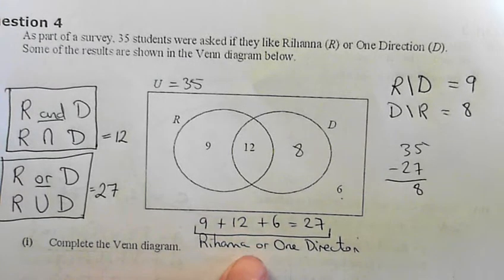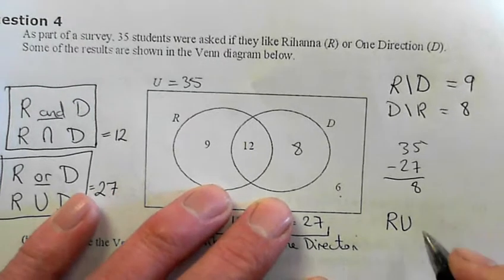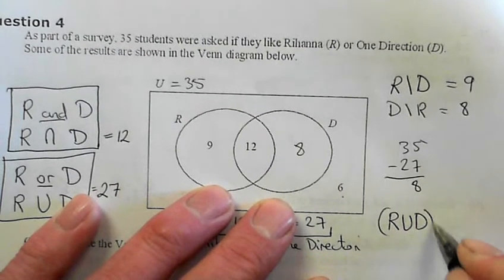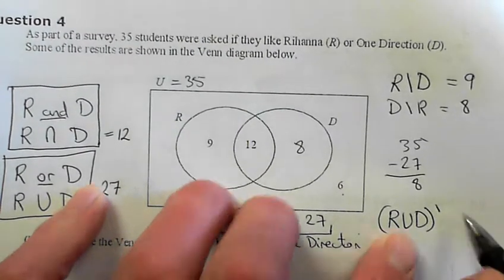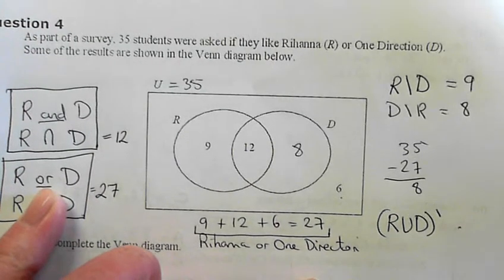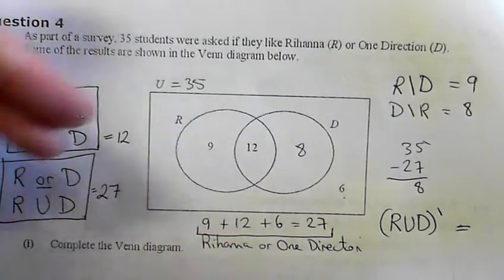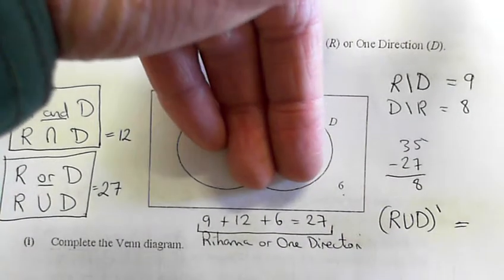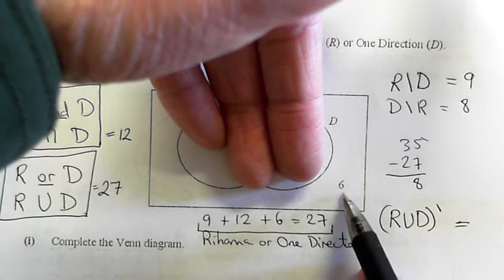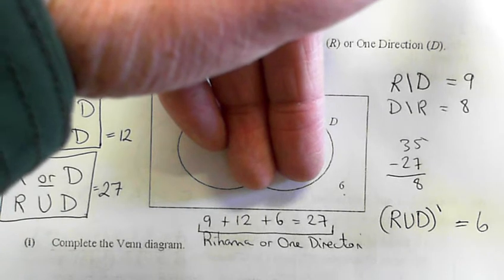We'll do one more. R union D less. So it's the same as the slash, alright? What does that mean? So that is the same as that line there. So R union D, everything outside of R union D, which is 6. That's what that means.